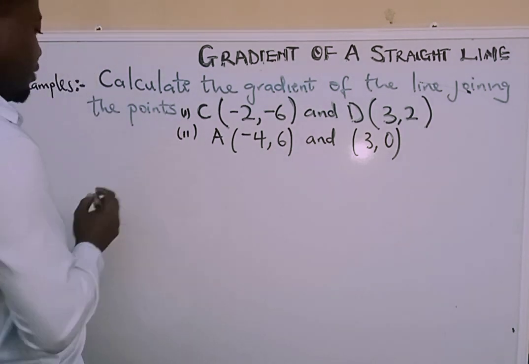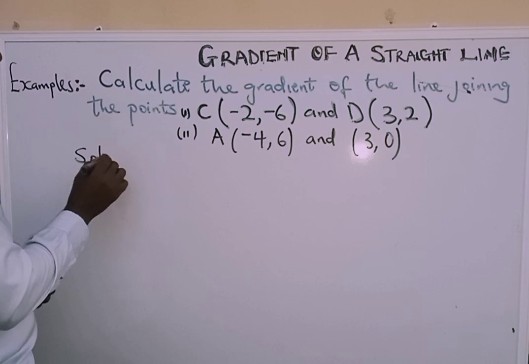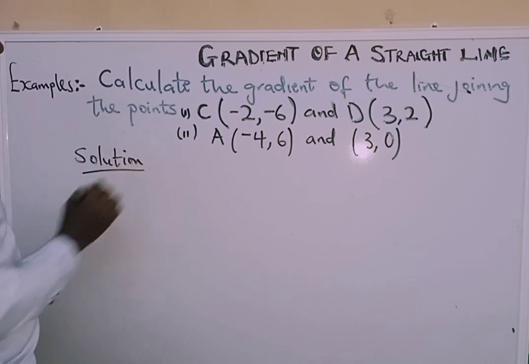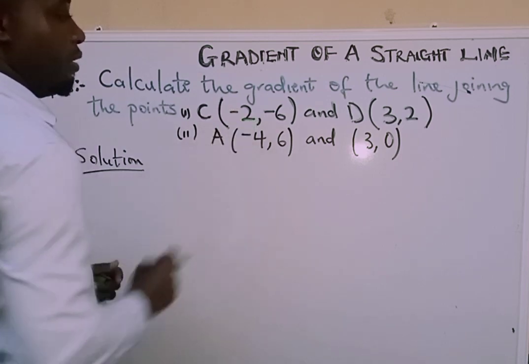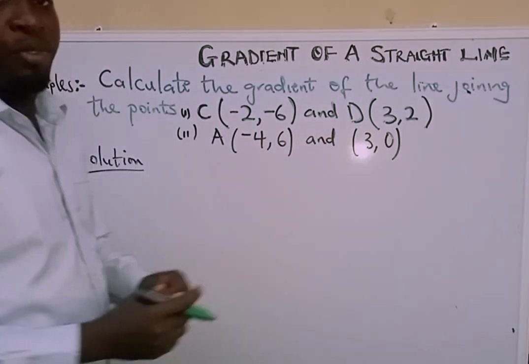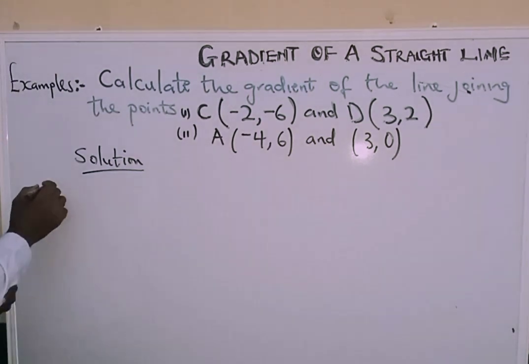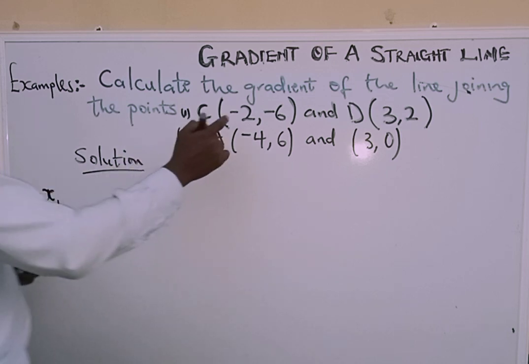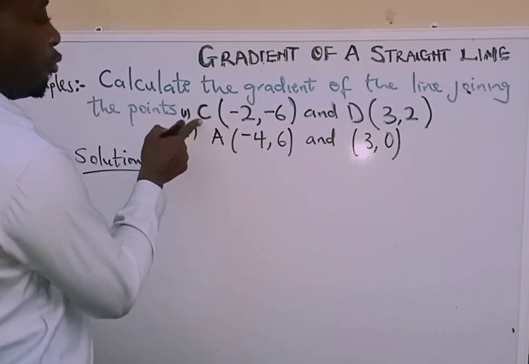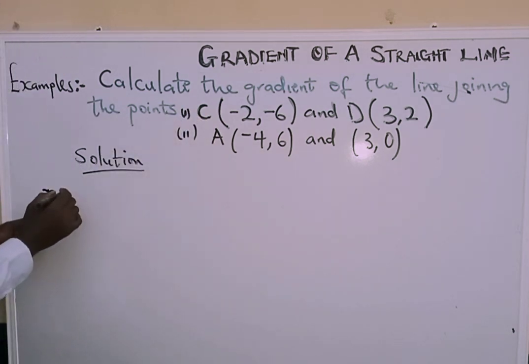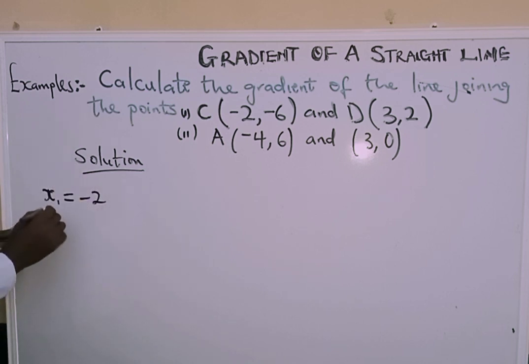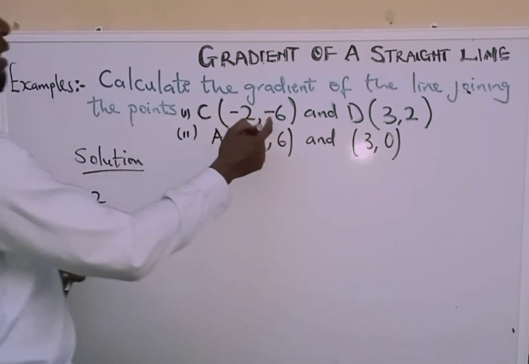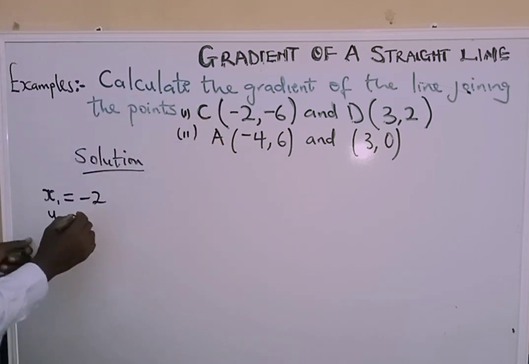Now, let's go ahead with the first question. Solution. Now, the first thing you have to take note of is the x1 and the y1. So how do we know our x1, y1, and how do we know our x2, y2? Now, our x1 here is the first value in point C, which is the first point. So in that case, we are going to have x1 as -2. And also, y1 is the first value in the first point, which is what? -6.